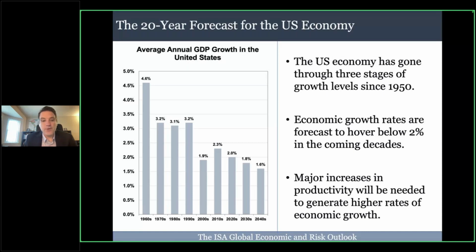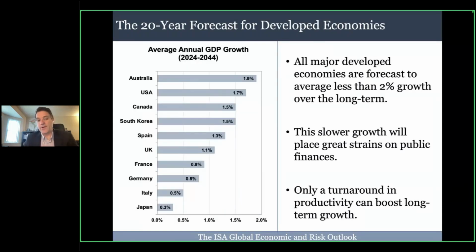Again, if you look at the US's performance, or at least its forecast performance relative to other major economies, it is still looking quite good. Europe is forecast to grow well below 1% per year, Japan just 0.3%. So all of the world's developed economies are looking at slower growth over the long term.